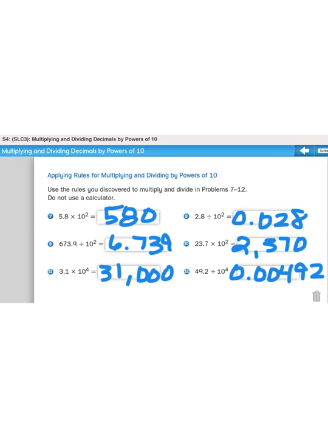3.1 times 10 to the fourth becomes 31,000. We moved our decimal point 4 places to the right. And 49.2 divided by 10 to the fourth is 0.00492. We moved our decimal 4 places to the left.